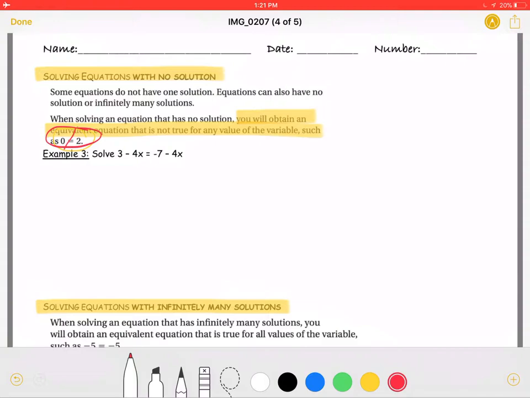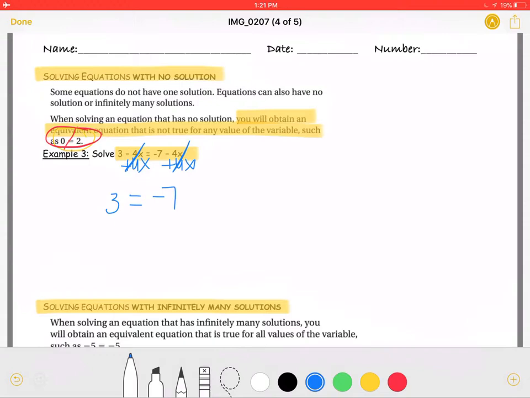So let's try an example together. We want to solve this equation right here. Let me actually highlight that. First thing I want to do, get all your constants on one side and all your variables on the other side. So first, I'm going to add 4x. I'm going to get it away from this 3. But if I notice, a negative 4x and a positive 4x, they cancel as well. So I'm left with 3 equals negative 7.